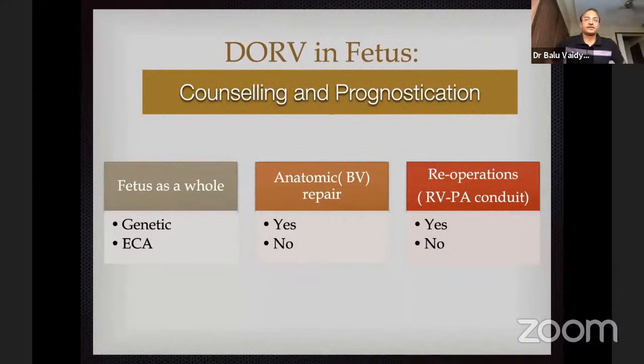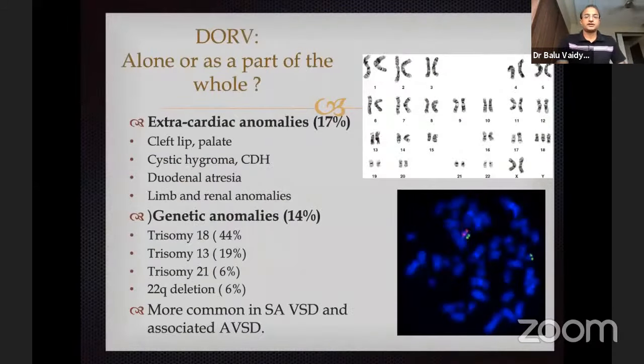So I think I have pretty much covered most forms of DORV which we can see. And for counseling and prognostication, first up, of course, we have to rule out the genetic and extracardiac anomalies. Then we do the series of images as shown to decide whether an anatomical repair is possible and whether it is single stage. So these are some of the extracardiac and genetic anomalies which we see. And commonly trisomy 18 needs to be excluded along with 22q deletion.